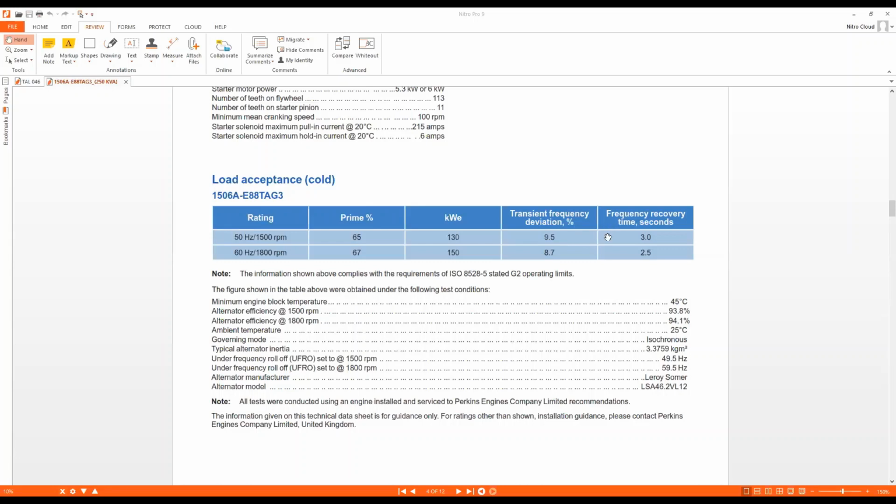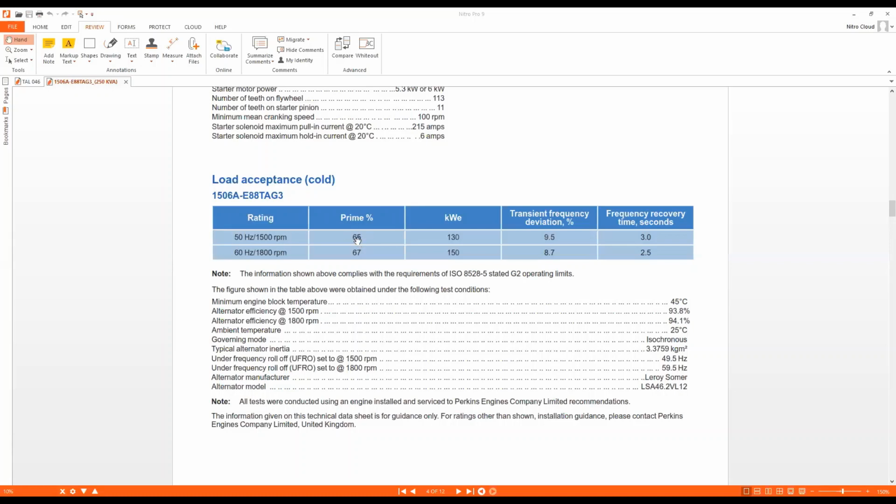Now, here comes the most common question in the market. Can I exceed this 65%? Can the genset take 90% of its rated load in a single step or 100% of its rated load in a single step? 100%, definitely not. It cannot take 100% in a single step, okay?